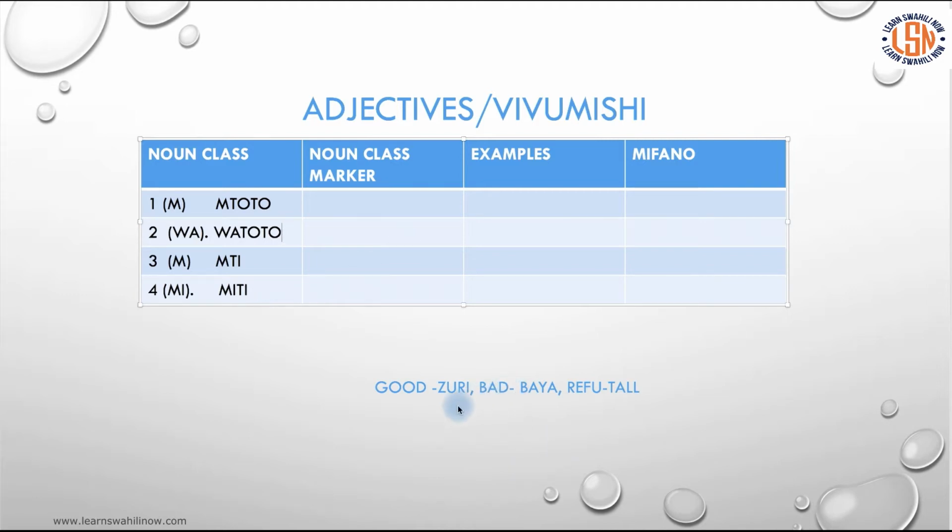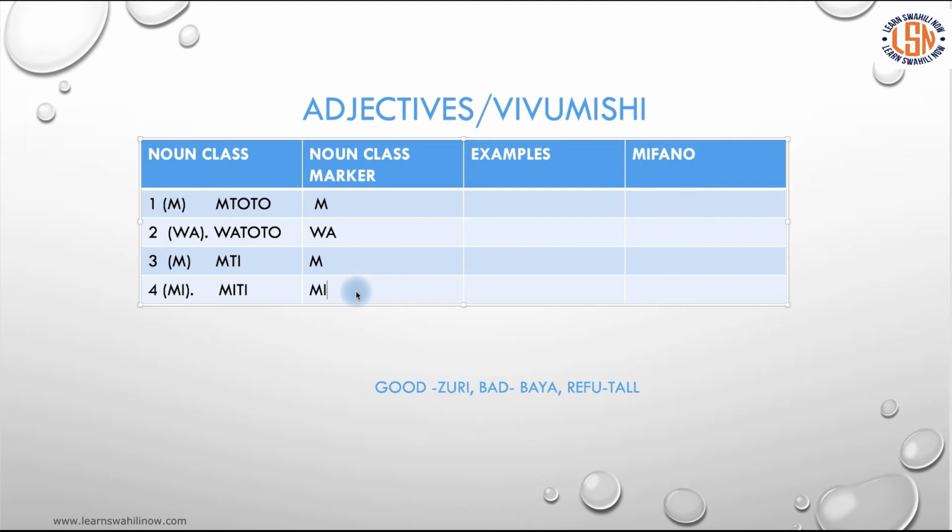Okay, so what I was saying is that in Swahili, depending on the noun class, the adjective will take a noun class marker. So what do I mean? If we wanted to say a good child, we will put zuri here. Okay, so the noun class marker for noun class 1 is M, all right? And then the noun class marker for noun class 2 is WA. The noun class marker for noun class 3 is M. And the noun class marker for noun class 4 is me.